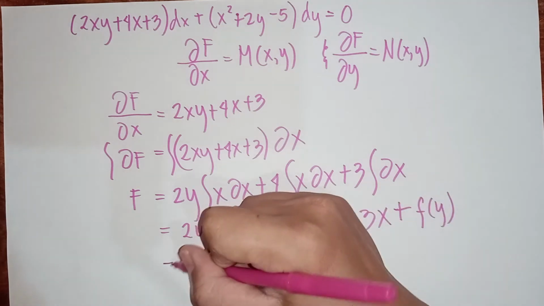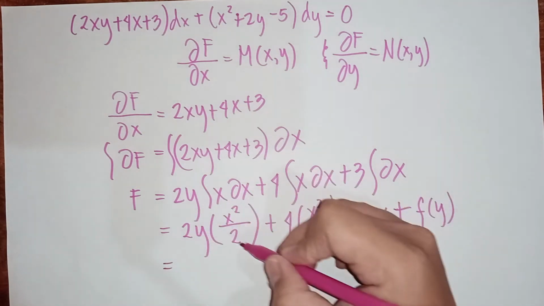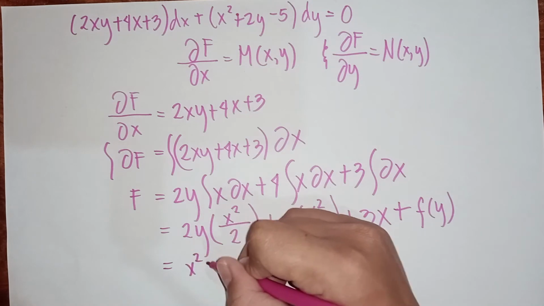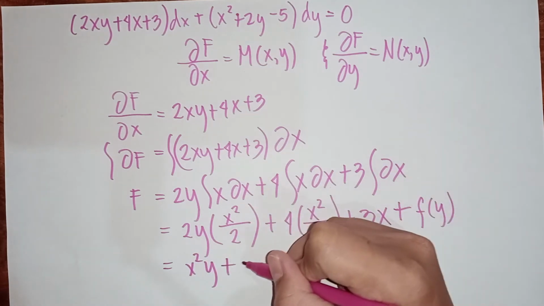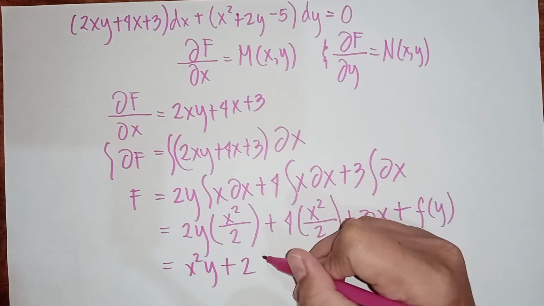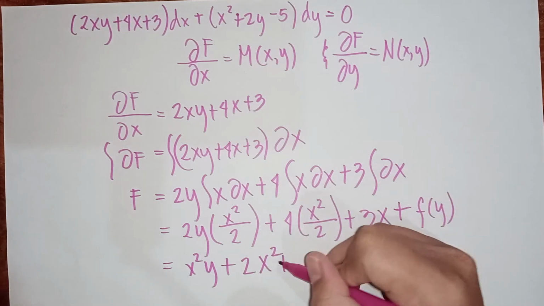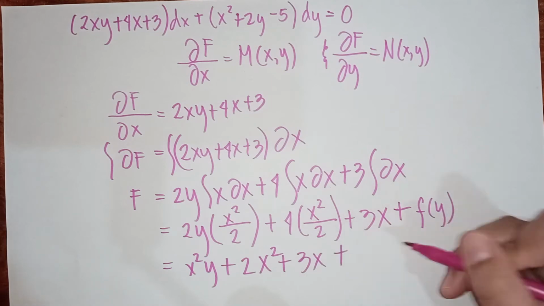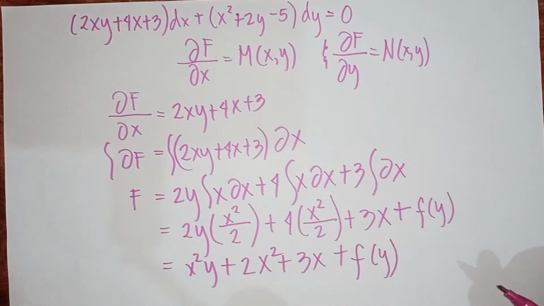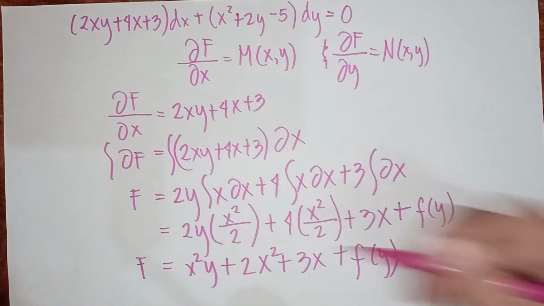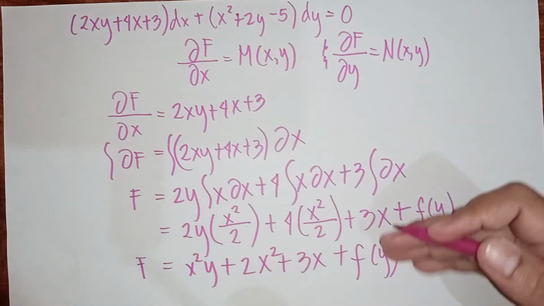Okay? So, this is equal to, by simplifying, cancel out the 2. This is now equal to x squared y. Okay? Plus 2, since 4 divided by 2 is 2, x squared plus 3x plus f of y. Okay? So, this is now the value of f. This is now the value of f.